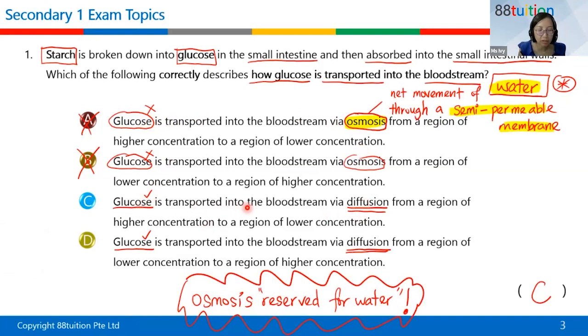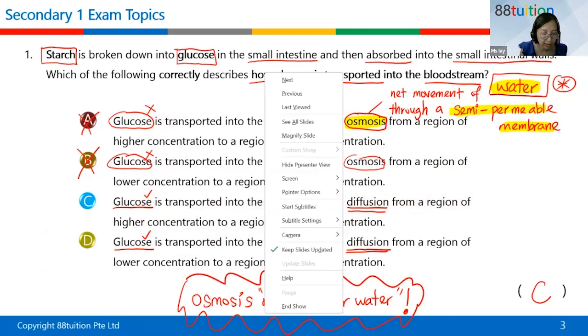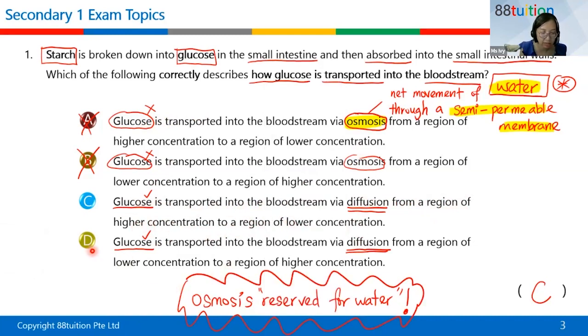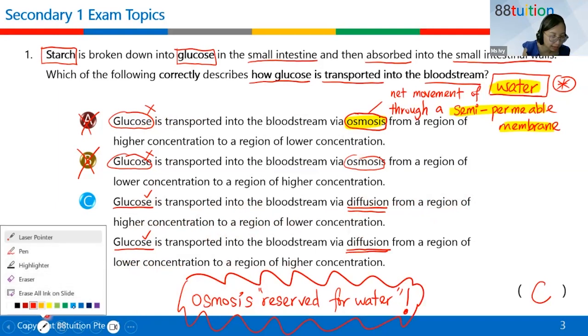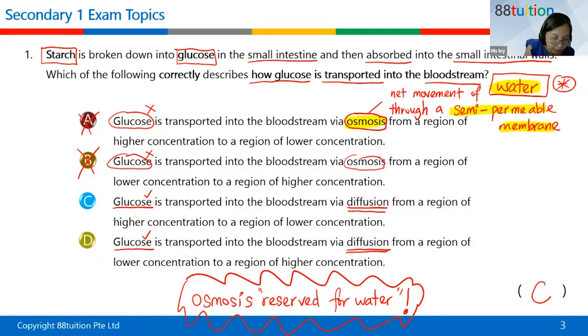Now glucose is transported into the bloodstream via diffusion from a region, a place of higher concentration, to a region of lower concentration. Here is higher to lower concentration. D is lower to higher. So can you type into the chat? Should it be higher to lower or lower to higher?